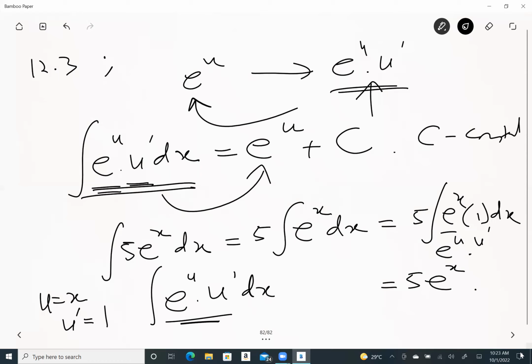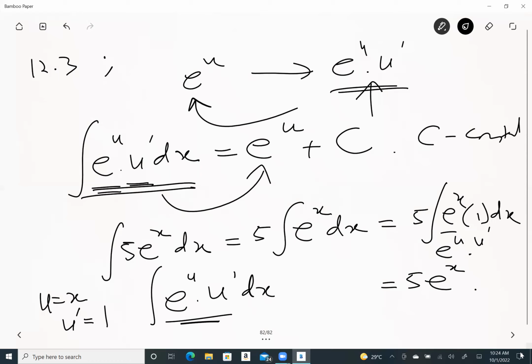Because you have u prime just equal to e to the power of u. All right. We look at example number 2. Example number 2, you have a similar situation.